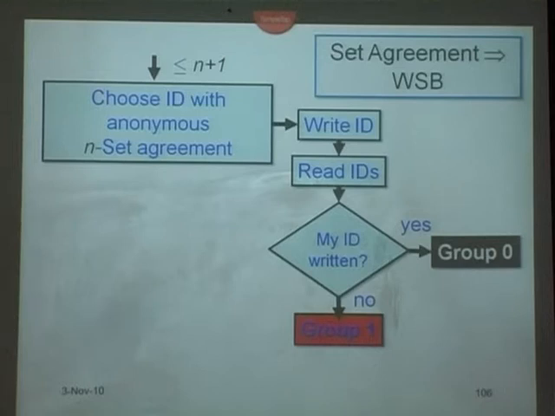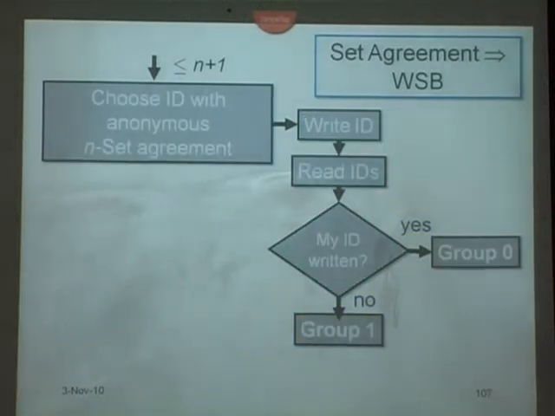So what I claim is that this is a way of solving weak symmetry breaking using only read-write memory and this anonymous n-set agreement box. So that means that n-set agreement is at least as strong as weak symmetry breaking, because I can transform any solution for one into a solution of the other with just a little bit of memory on the side. So here's a kind of a proof outline.